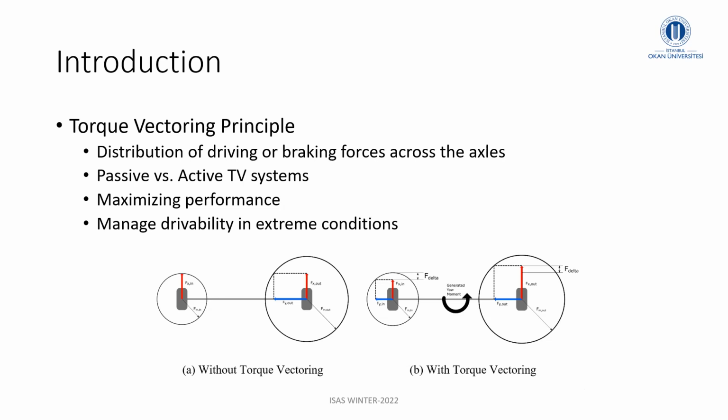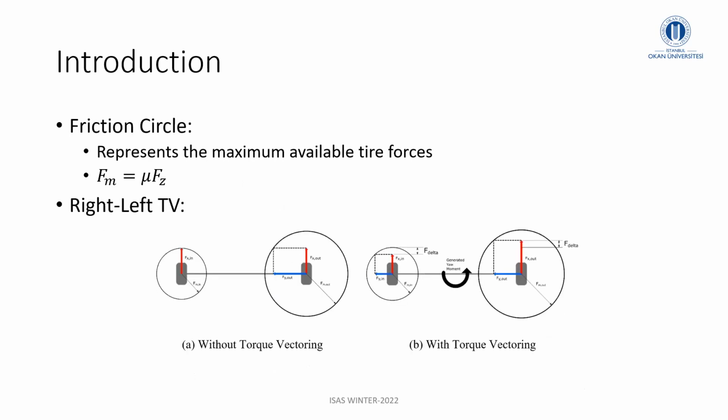It can be used to increase the yaw rate acceleration for performance purposes, and it can be used to decrease the yaw rate acceleration for stability purposes. In short, a friction circle represents the maximum available tire force for each tire, and it depends on the coefficient of friction and the normal force. Here we can see for a right-left TV, for a vehicle turning to the left, the weight transfer is towards the right, and this results in an increased friction circle, or an increased maximum potential, for the right tire.